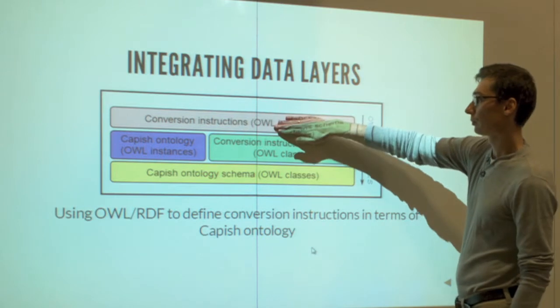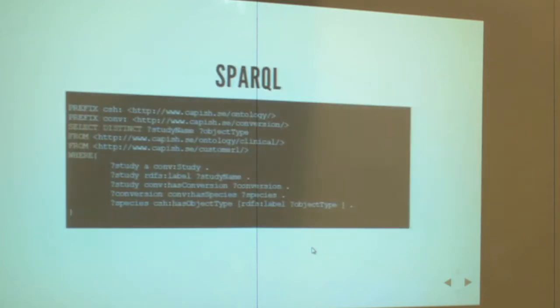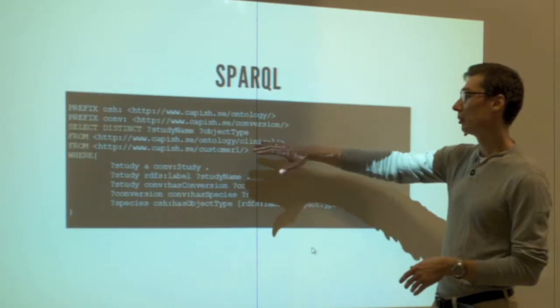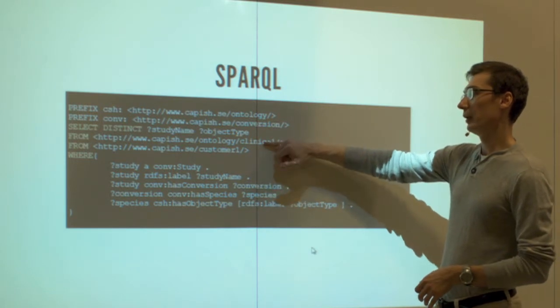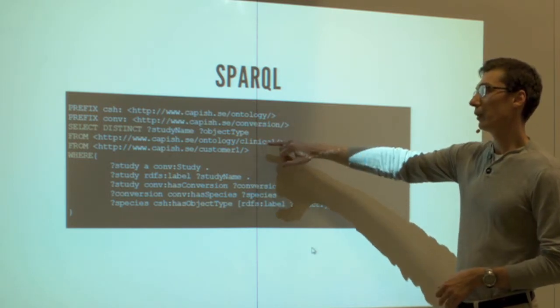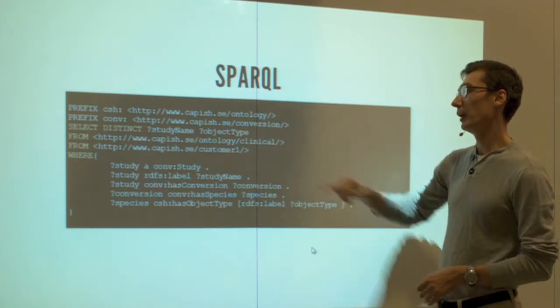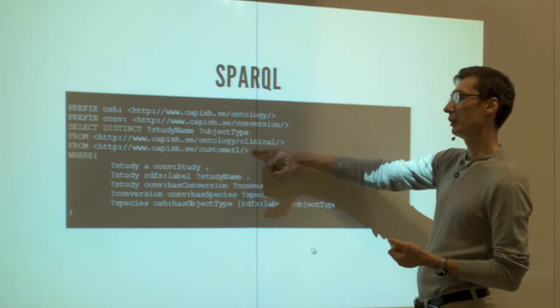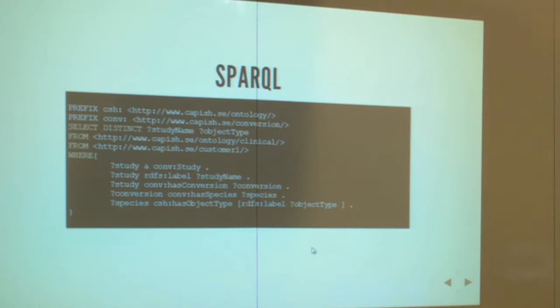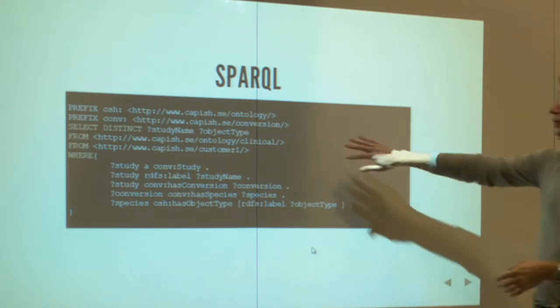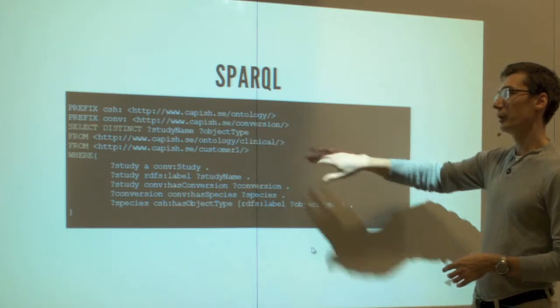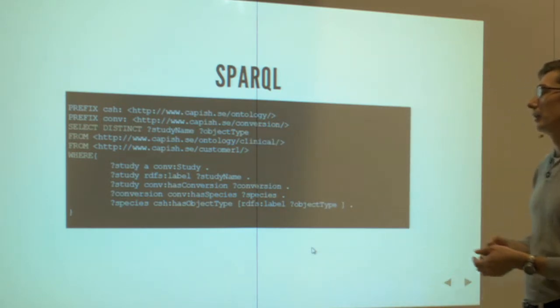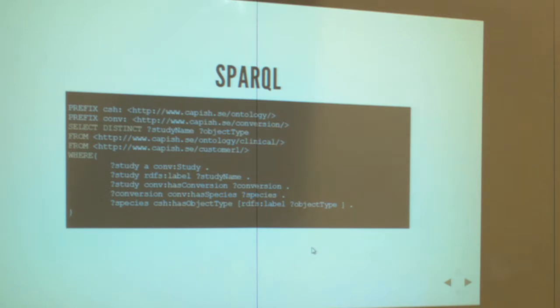Well, what do we need to do to ask a question to this one? It becomes a bit bigger. We need to take both the concrete Capish Ontology and also the conversion ontology, the RDF graph containing the conversion instructions. Then we formulate our question to it as if this was just one single RDF store and there was nothing else. We say we're interested in which study gets converted and which objects are produced there, and then we get our list.